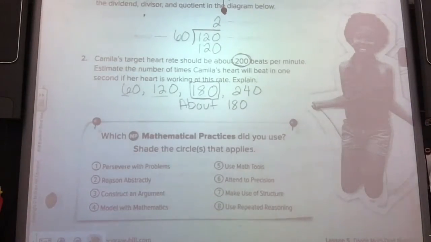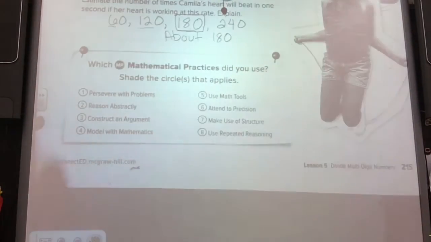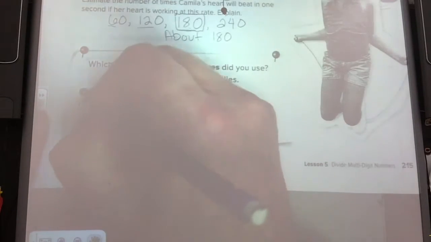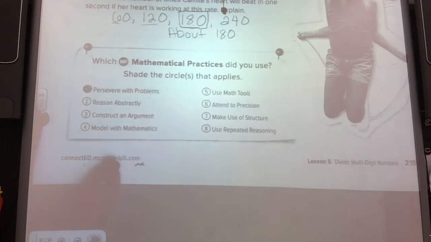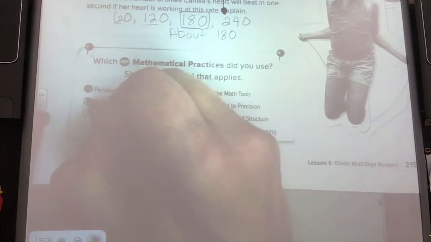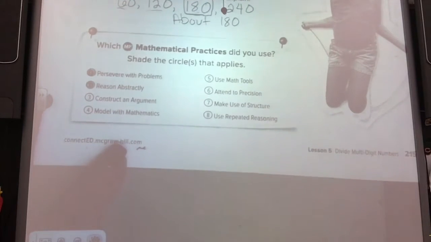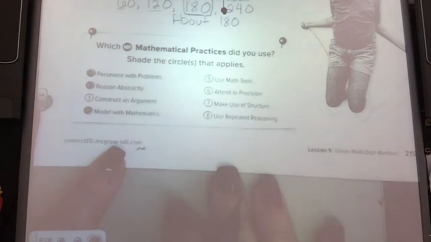Let's look at our mathematical practices. What are we using today? Well, we are definitely persevering with problems. I think for this one we kind of have to reason abstractly because we have to think about science and math combined together and how they work together. So I would say we reason abstractly. Construct an argument, we could. We didn't really argue this one. We did model with mathematics. We labeled things and drew things out.